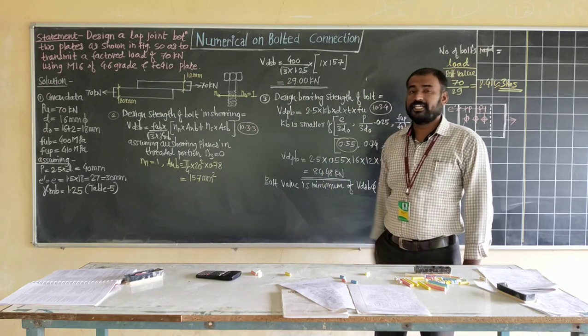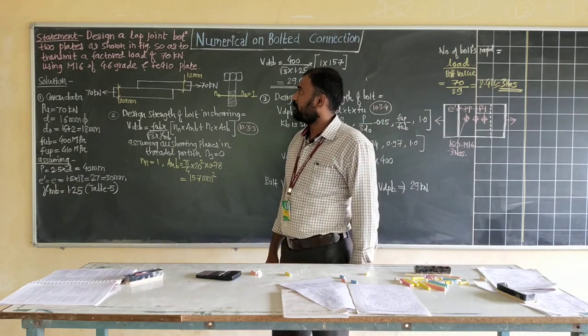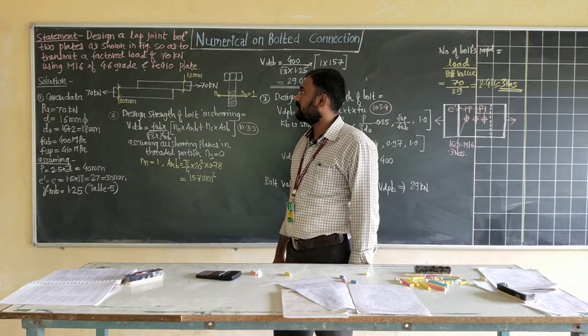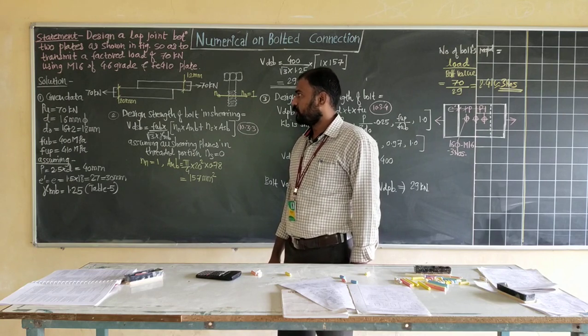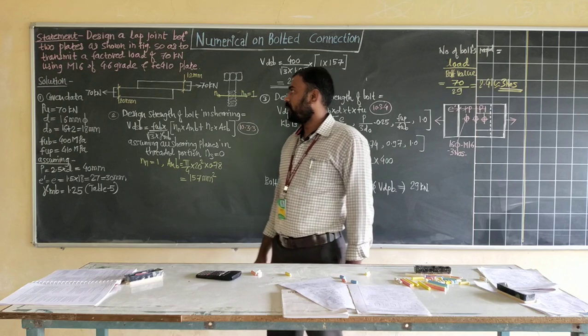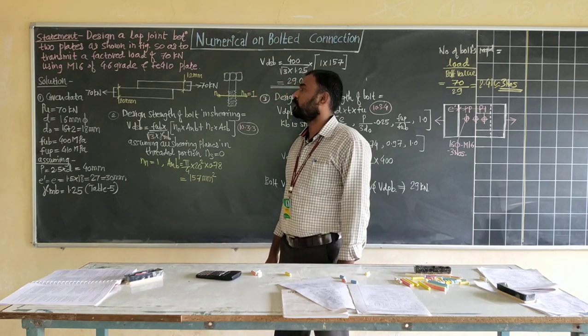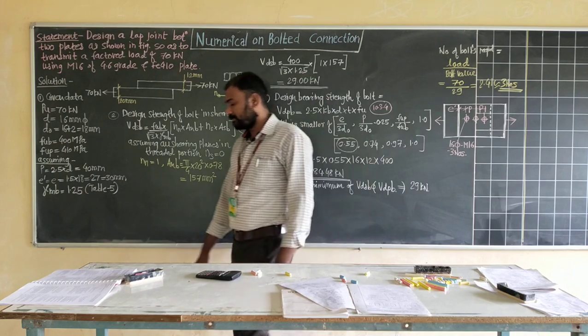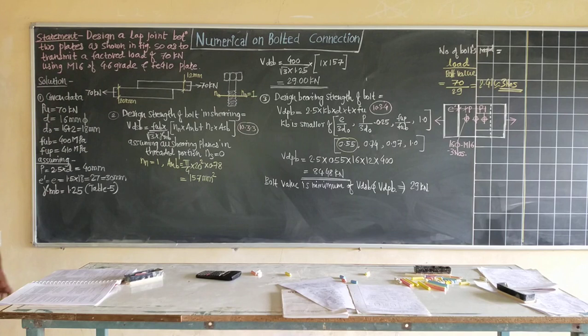So here the statement for the problem is given as: design a lap joint between two plates as shown in figure so as to transmit a factored load of 70 kN using M16 bolts of grade 4.6 and Fe410 grade plate. So likewise the statement is given. From the statement you need to understand what is the given data for the current problem.